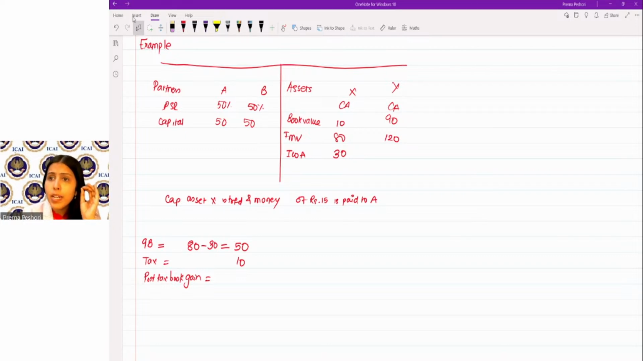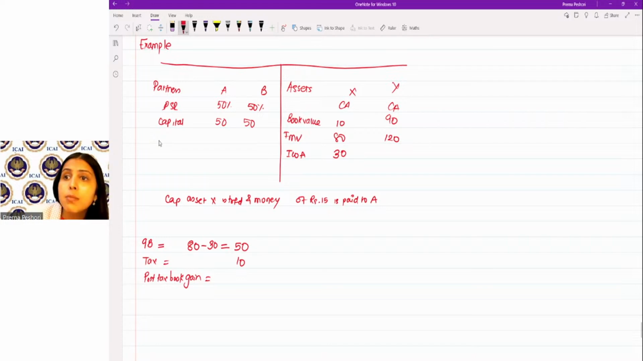And solving doesn't mean that you just do it on a calculator or on a small chit of paper with just figures. No. When you are practicing, practice as if you are writing for your examination. So that is very, very important. Are we clear? So here, no, Disha, that's not correct.